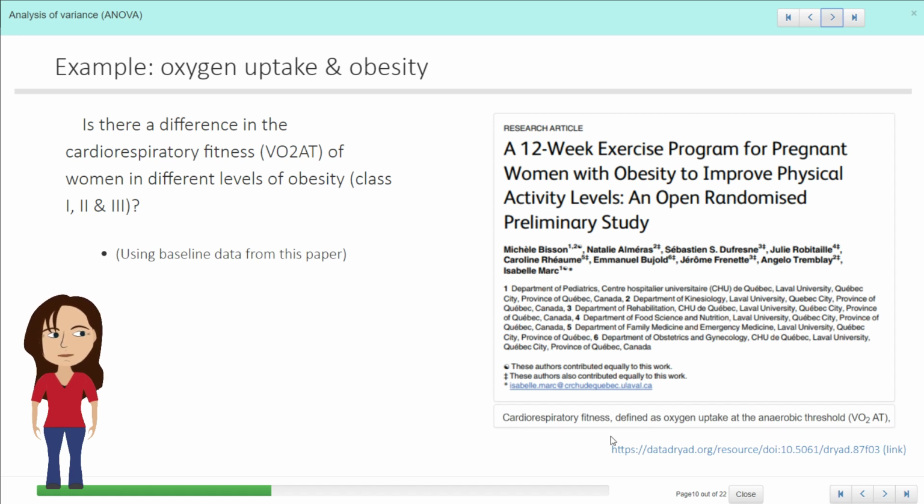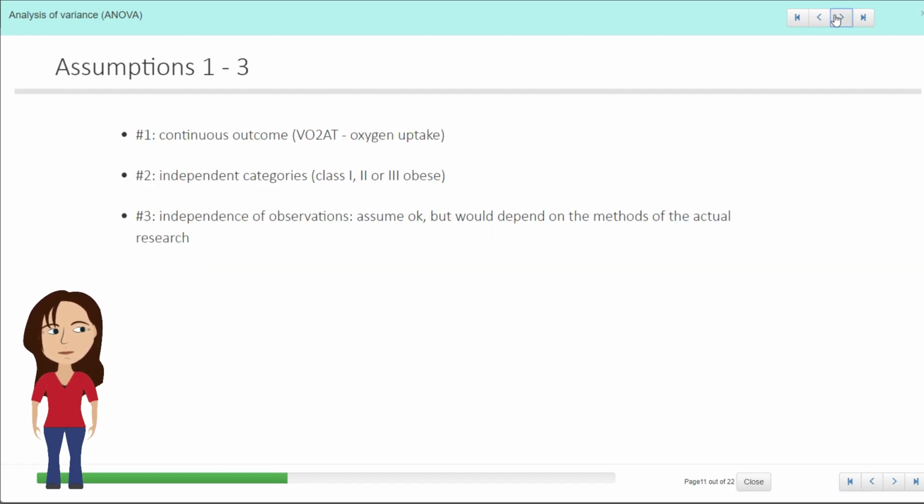And I've just put that in there to remind myself what that VO2AT is from the paper, because I'm likely to forget. So assumptions 1 to 3: we have our outcome for this particular test, which is continuous, that's the oxygen uptake. We have independent categories. No woman can belong to more than one category.